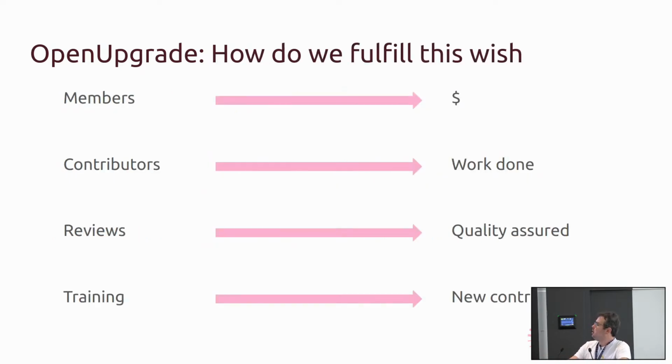So how do we have it? Well, we need more members, more money, more budget. It's easy. We need more contributors because they do the work. And we need more reviews and reviewers in order to ensure the quality that we already have. But we need to keep it high.